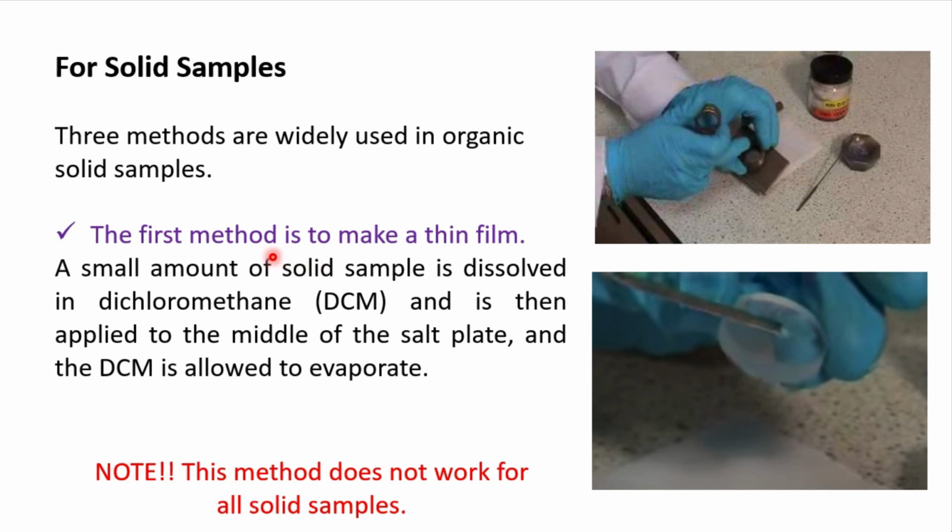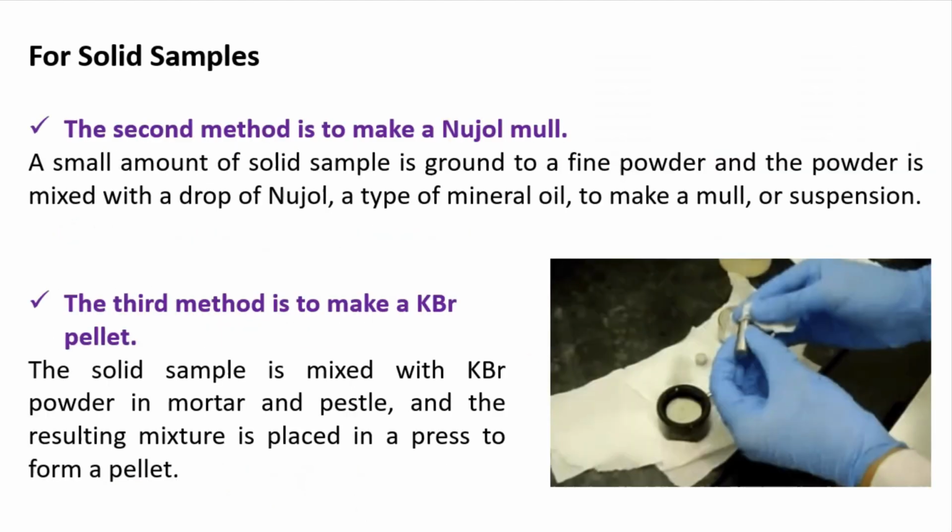If your sample is a solid, then other preparation techniques are used. The first one is to make a thin film of it. A small amount of your sample is dissolved in dichloromethane, applied on the plate, and then closed together, right? Another technique is the Nujol mull technique, where the sample is ground to a fine powder and then mixed with a mineral oil, known as Nujol, to make a mull or suspension that is added to the plate and then run. The third one is to make a potassium bromide pellet. The sample is crushed in a mortar and pestle, and then the resulting mixture is prepared.